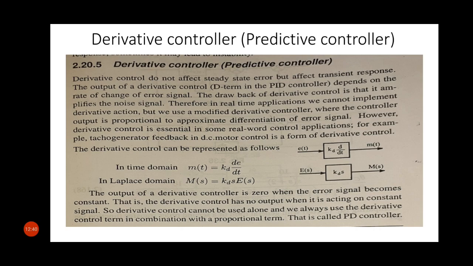The output of a derivative controller is 0 when the error signal becomes constant. That is, the derivative control has no output when it is acting on a constant signal. So derivative control cannot be used alone, and we always use the derivative control term in combination with a proportional term, which is called a PD controller.